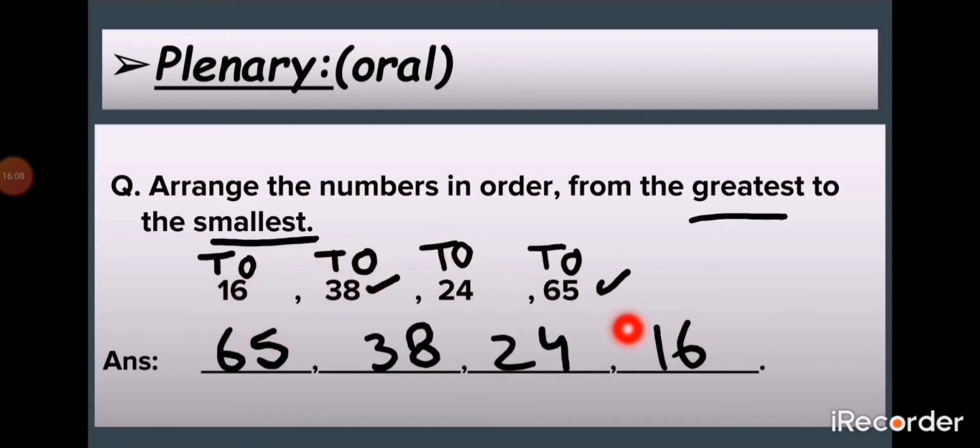So in this way, we will have to arrange from greatest to smallest. It's a very simple way. Always remember, you will always compare from the greater value.